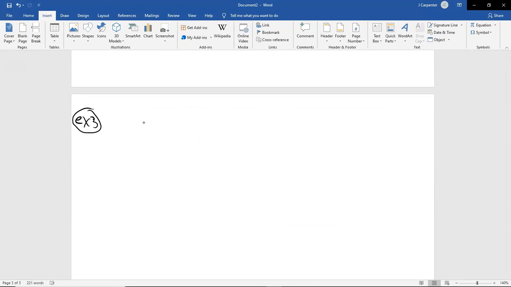Let's do e to the 2y. So we're going to say if e to the 2y plus x is equal to the ln of y, find dy dx. So we're going to take the derivative of both sides.